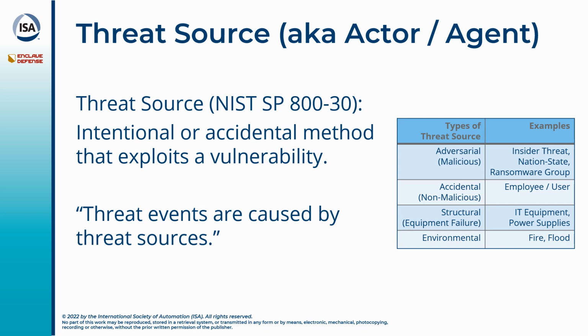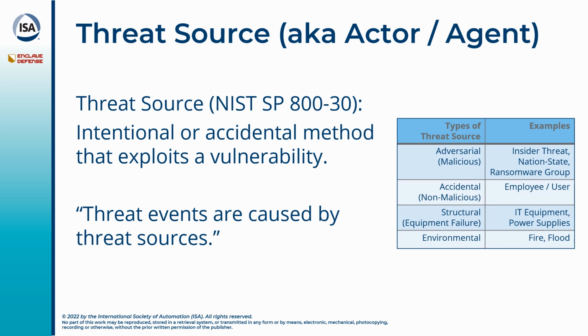Recall that 800-30 said that a threat is a combination of a threat event and a threat source. Again, Part 3-2 doesn't provide a definition for threat source, also known as a threat actor or threat agent. So we'll use 800-30's definition, which is the intentional or accidental method that exploits a vulnerability. Personally, I think the use of the word method is an interesting choice here.